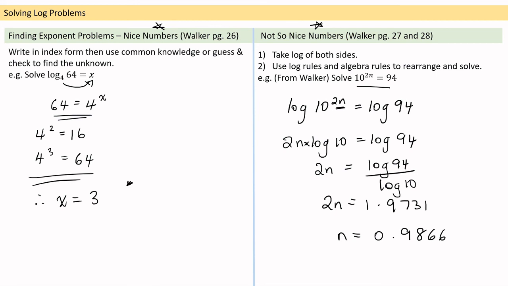To practice these ones, you've got Walker page 26, and page 27 and 28 for the not so nice numbers.